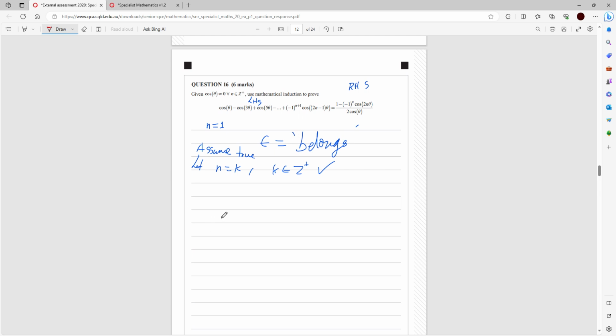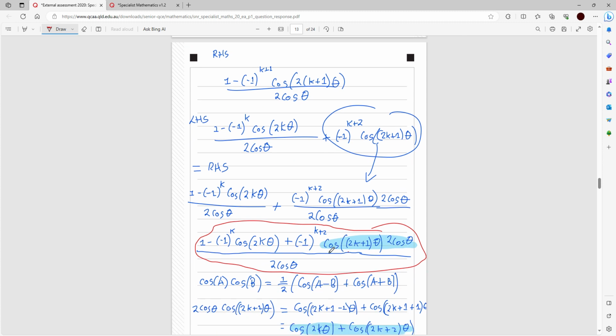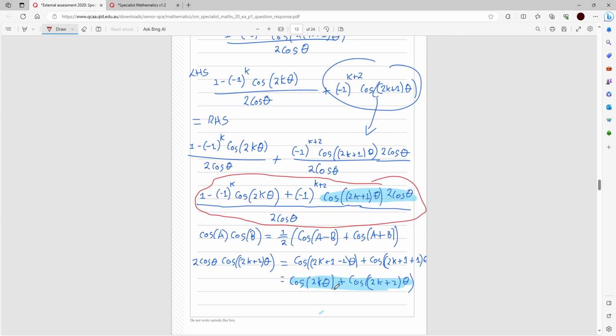So I'll write it in a different color so you see this is new working. 1 minus negative 1 to the k, cos of 2k theta, plus negative 1 to the k plus 2, cos of 2k plus 1 theta, over 2 cos theta, divided by 2 cos theta. So that is just what I've written here, and now I'm going to replace this bit here with that bit there.